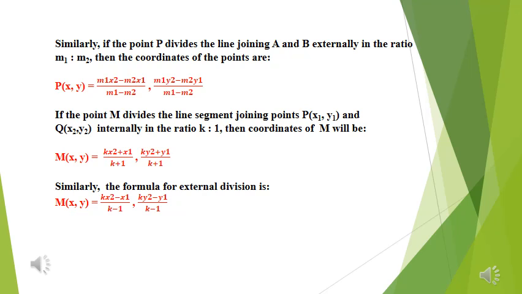Similarly students, when we have a ratio, instead of m:n, suppose we have a ratio k is to 1, we use the same formula, but instead of m and n we use k and 1.